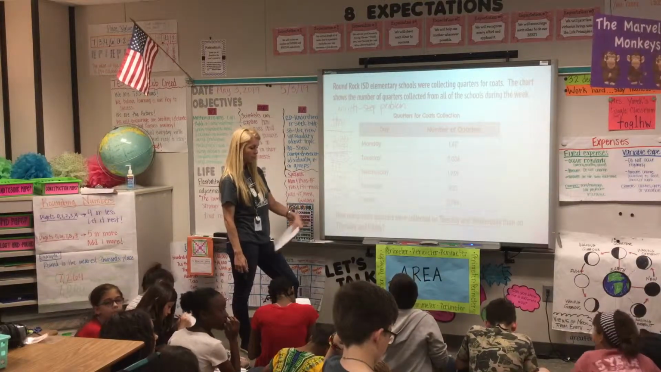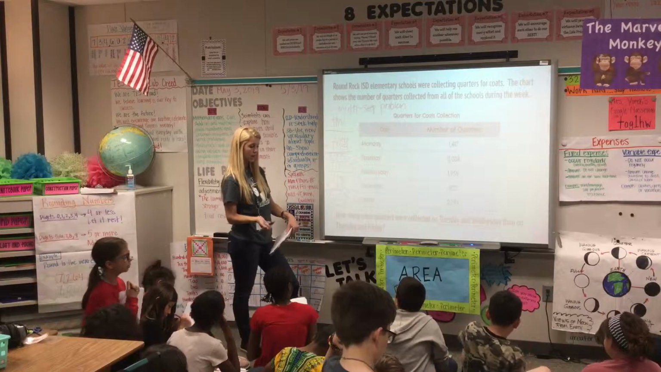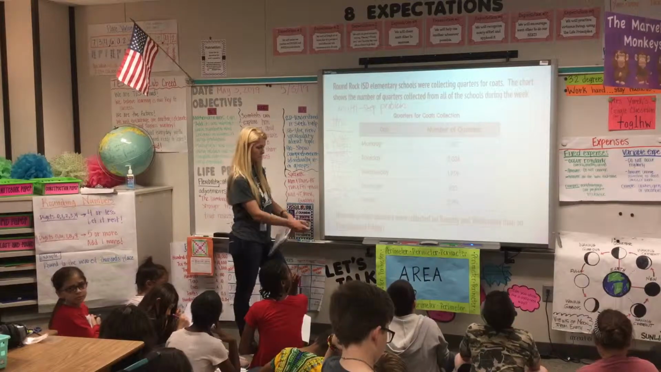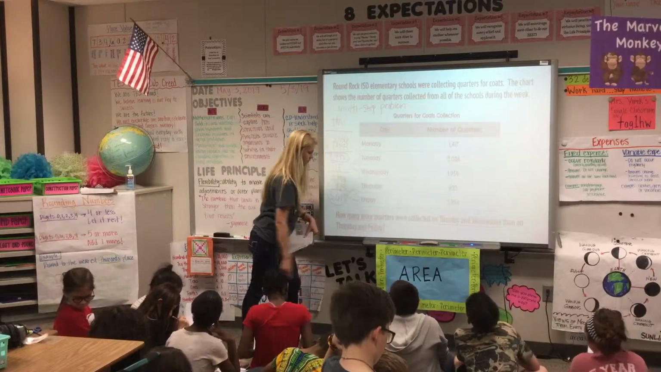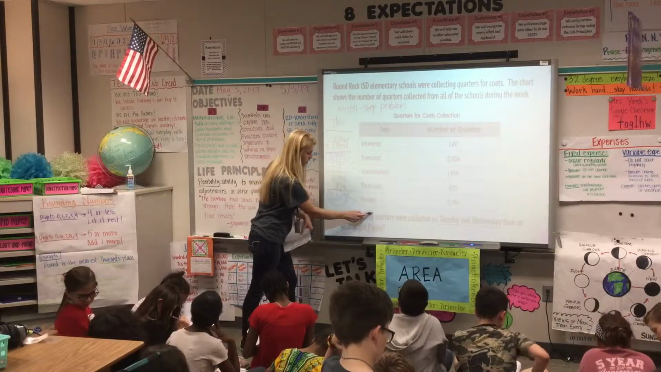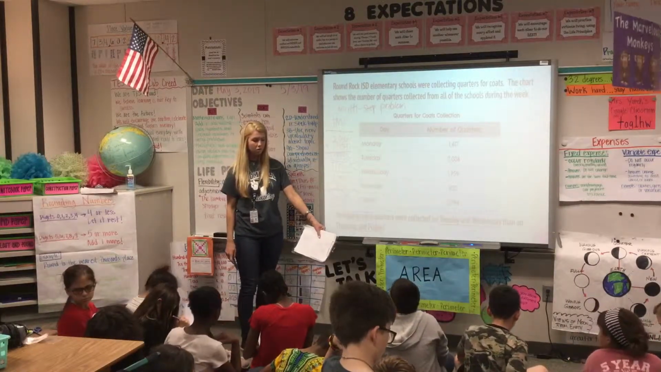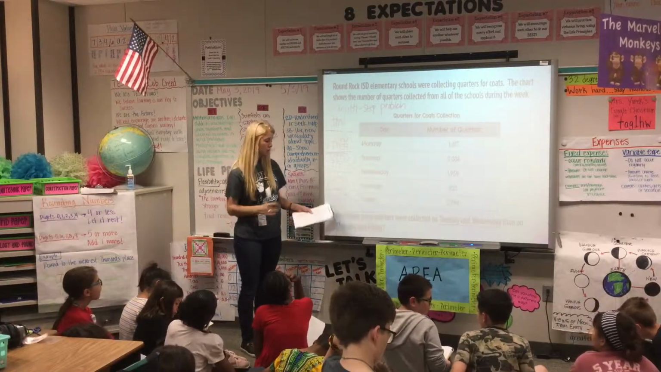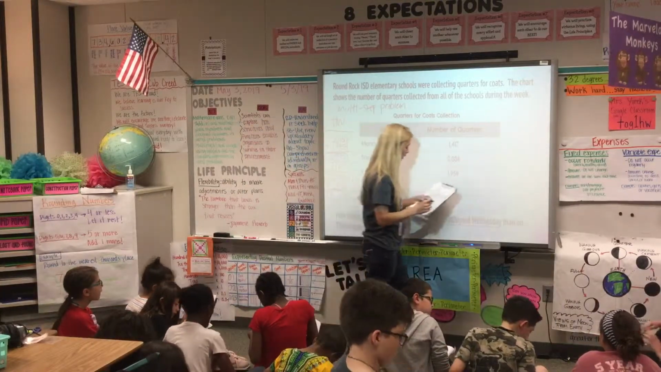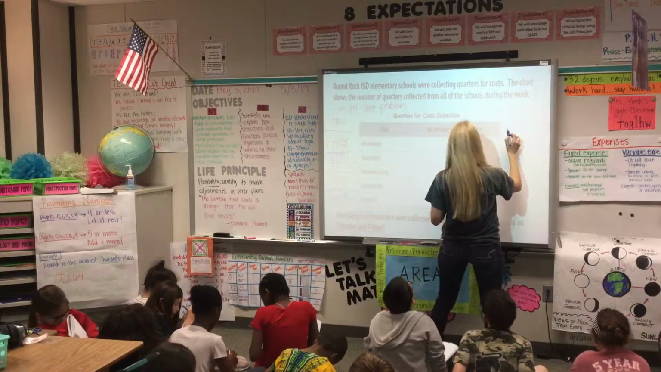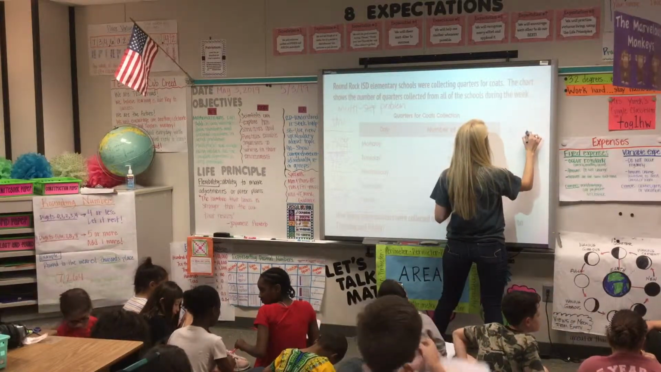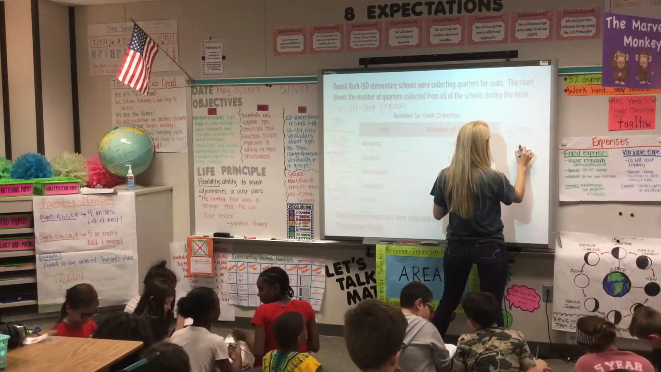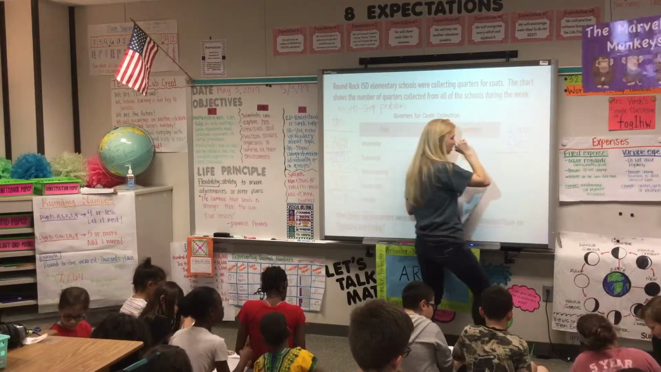Okay, so how do you know that we were supposed to subtract and not add? Because it says how many quarters were collected on Tuesday and Wednesday, then on Thursday and Friday, and how many more needs to subtract. So how many more? We're trying to find the missing part, right? So that means to subtract. So that is what we are going to do. So we're going to come over here. We're going to subtract 3,995 minus 3,617. So you can go ahead and work that now.